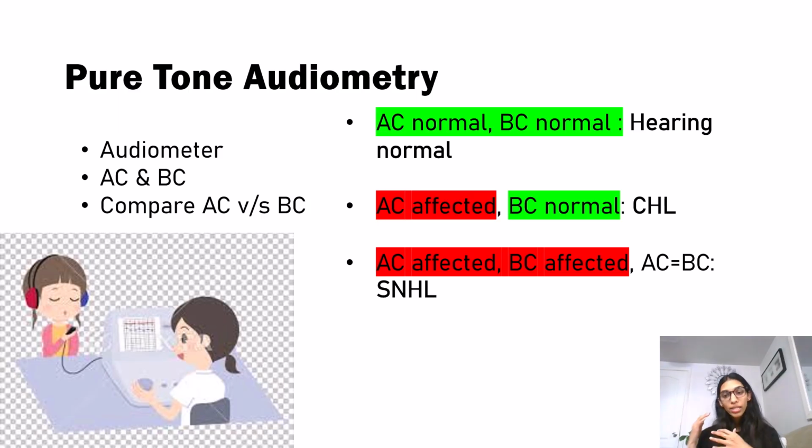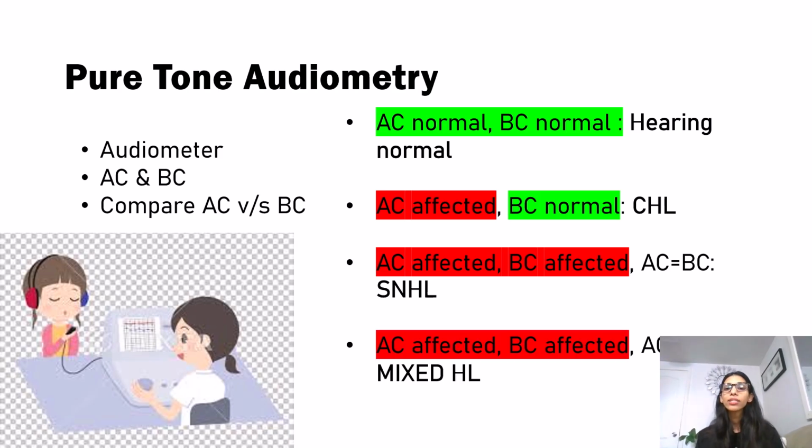Now suppose the AC is affected, the BC is also affected, but AC is almost similar to BC, that is, there is less than a 10 dB gap. Then that might indicate a sensorineural hearing loss, which means that their problem is in the cochlea. That's why when the sound goes through the air conduction pathway and bone conduction pathway, the thresholds are almost similar.